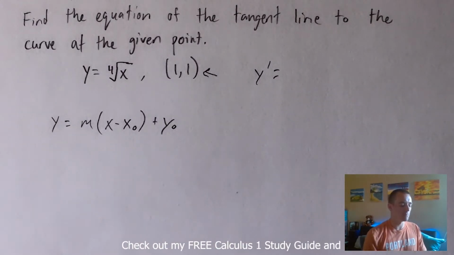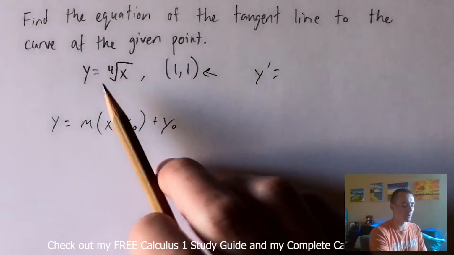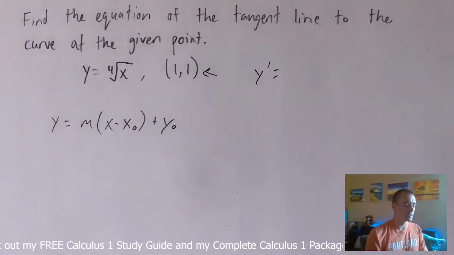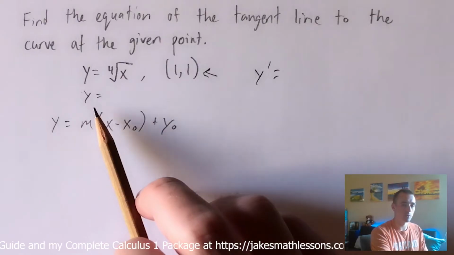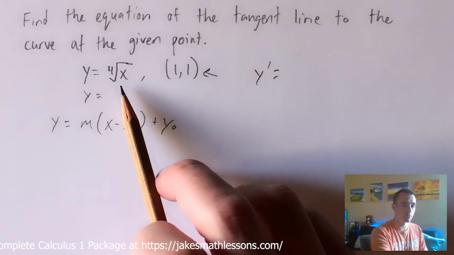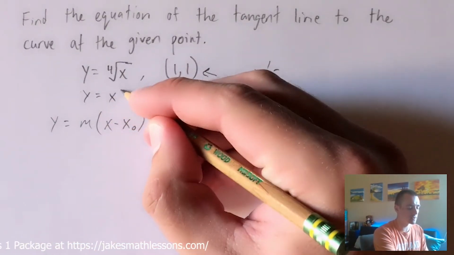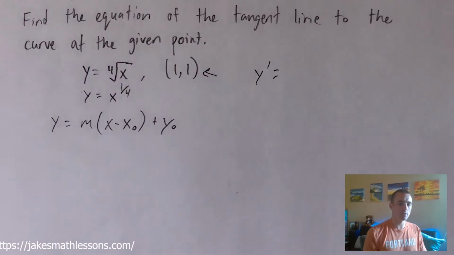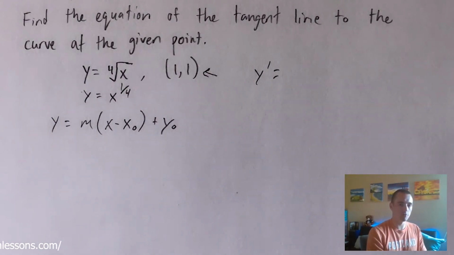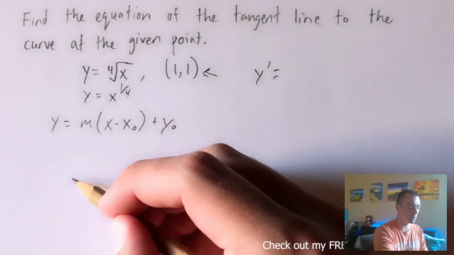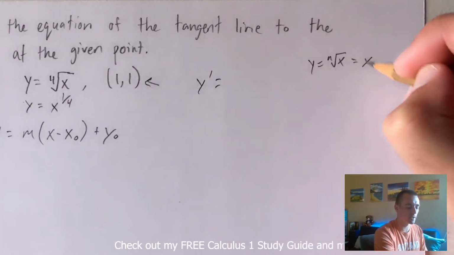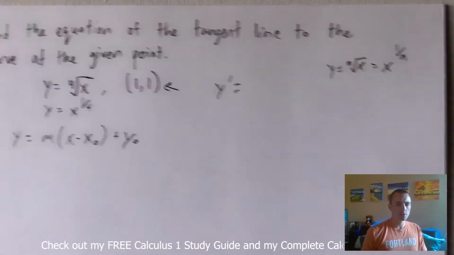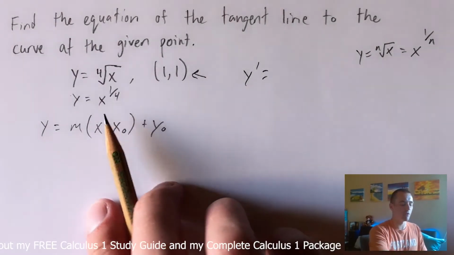Well, to find y prime, whenever you're finding the derivative of some function with a root, in this case a fourth root, it's usually easiest to first convert that function into a power instead of a root. So what you want to keep in mind is y equals the fourth root of x is exactly the same as saying x to the 1/4 power. Having the something root of another thing is the same as raising that thing to the 1 over whatever that root was. So in other words, if we have y equals the nth root of x, we can rewrite that as x to the 1 over n power.